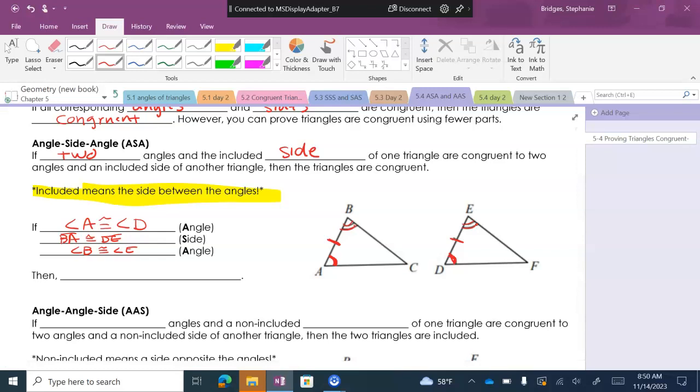So how would you guys want to name the first triangle? The one on the left, how do you want to call it? ABC? Okay, and remember when we state our congruency statement, we have to name them in the same position.